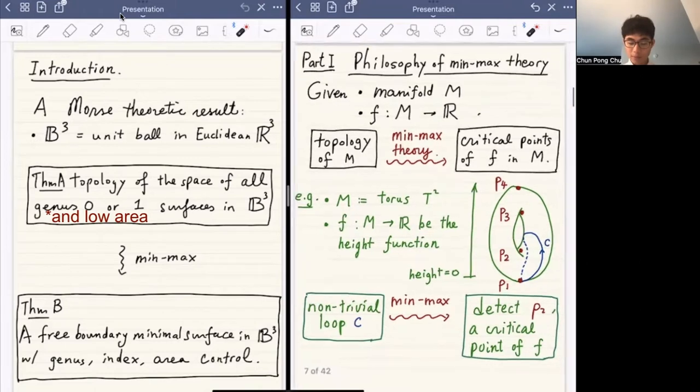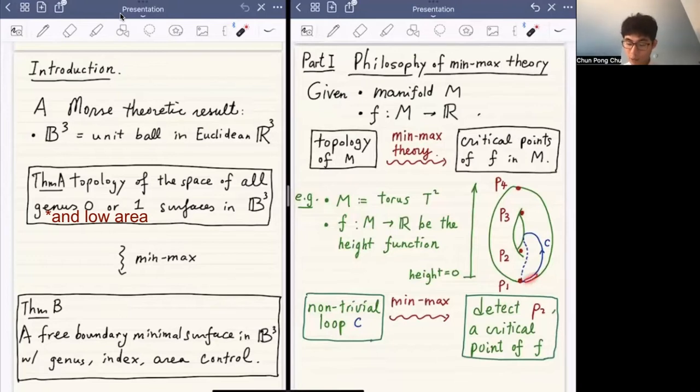So let's consider a very simple example. In the finite dimensional case, where M is the torus, and F is the height function of the torus. That means we measure the height for each point on the torus from the base point. So let's say this is the base level. So at P1, the height is 0. And clearly, this function F has 4 critical points, right?